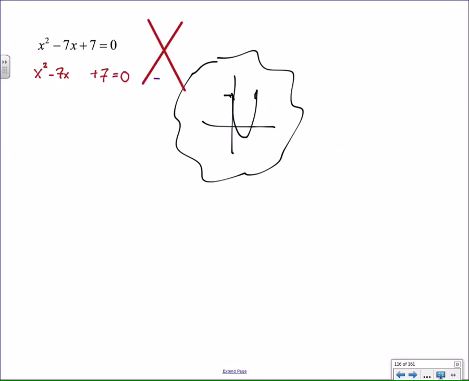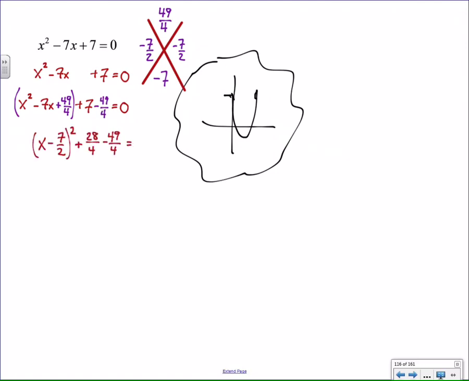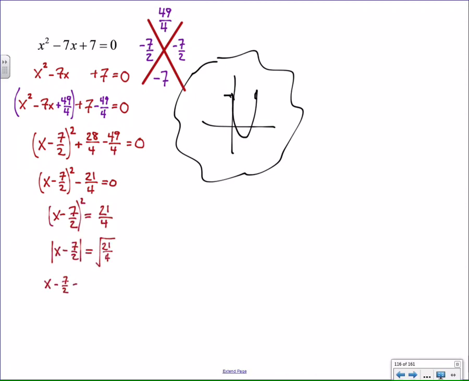Now right here, I have a quadratic expression that is unfactorable. So what am I going to do? The only way to solve unfactorable quadratics is to get this into vertex form by completing the square. So I will complete the square. There's videos on this if you want to rewatch. As I complete the square, I send over the constant term, take the square root of both sides, and then I add the 7/2 to both sides, and I get my final solutions.